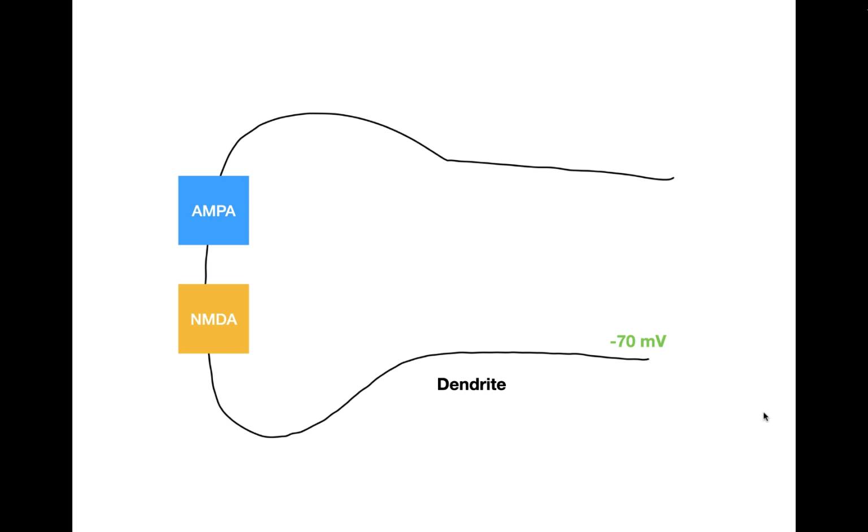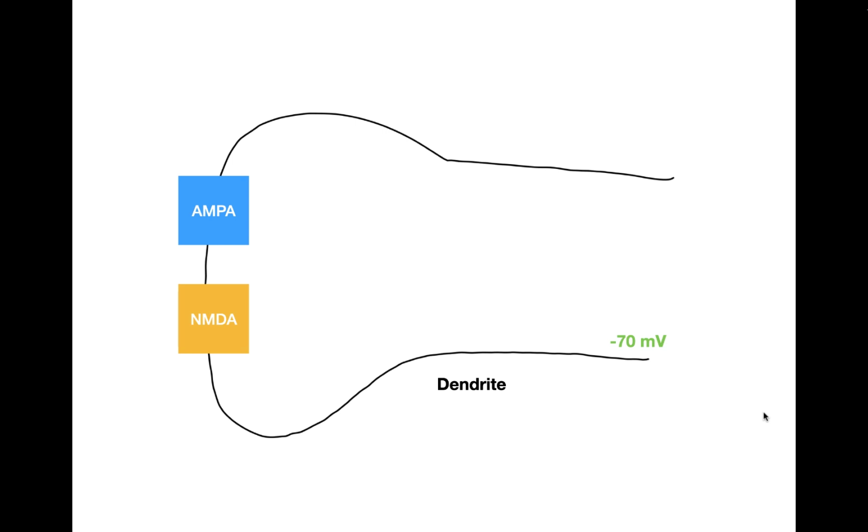The second receptor is the NMDA receptor, and the NMDA receptor also binds to glutamate. However, it tends to be a little bit slower, and it also tends to allow in a lot more calcium than the AMPA receptor. Now, if you don't know what these receptors are, I have videos in my Synaptic Transmission playlist talking about them in great detail.